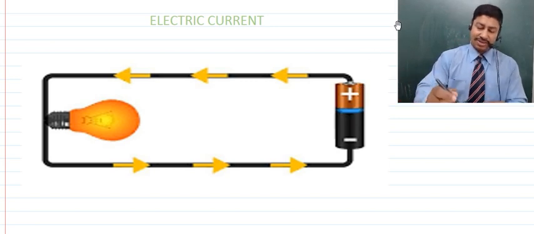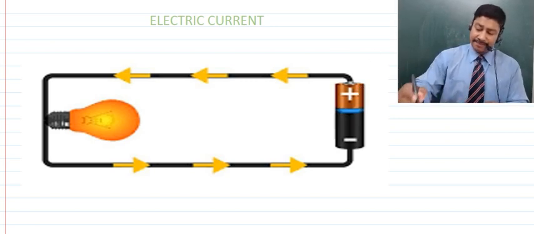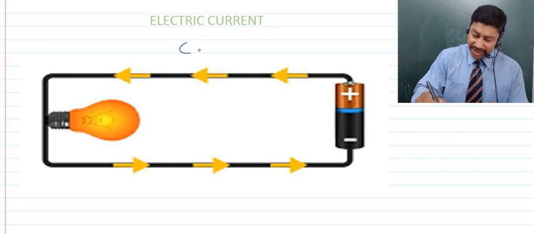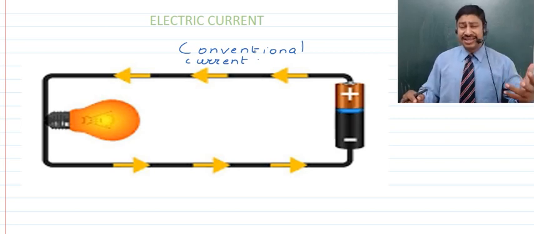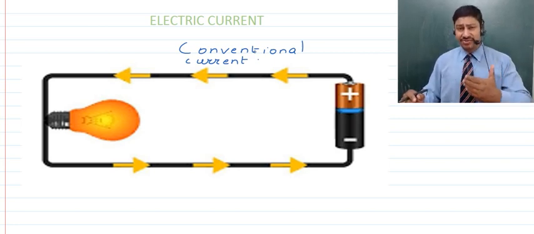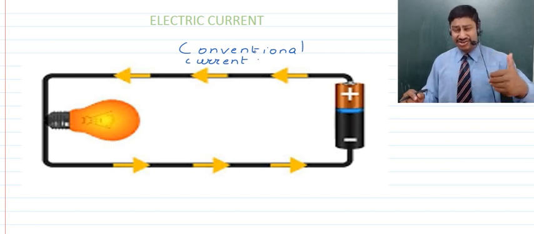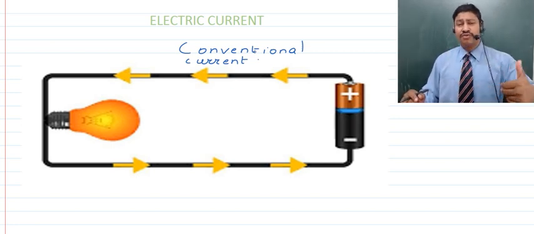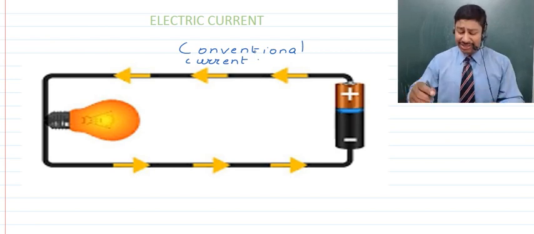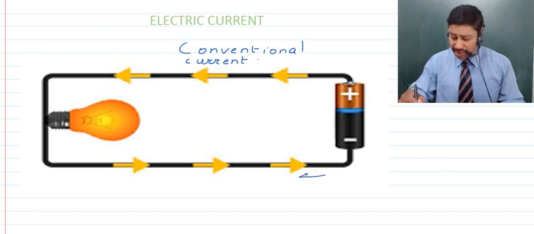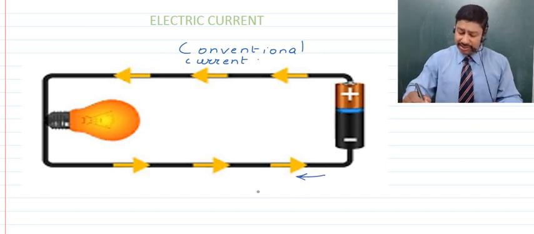So I will write it here also, that this is actually the direction of the conventional current. A conventional word means what? Something which is coming age old. Initially there was not this reasoning that actually the current moves from the negative terminal to the positive terminal in the external circuit, as the electrons move in the external circuit. So the actual direction of the current is the direction of the electronic current, that is opposite to the direction of the conventional current, right?